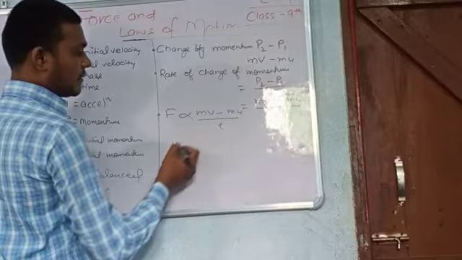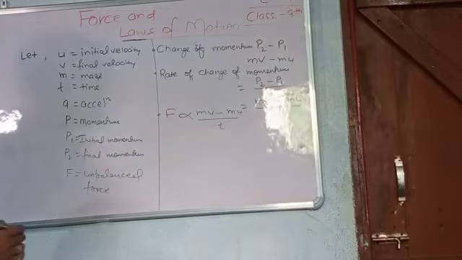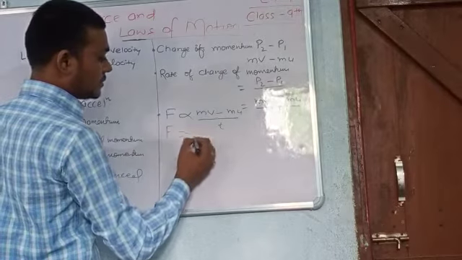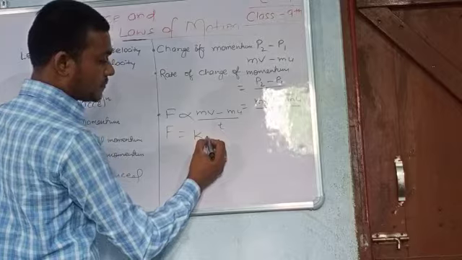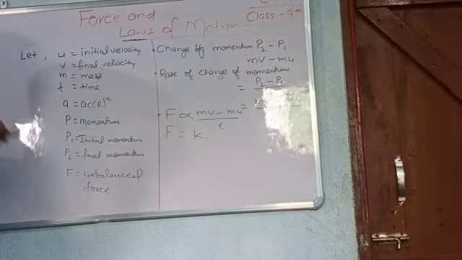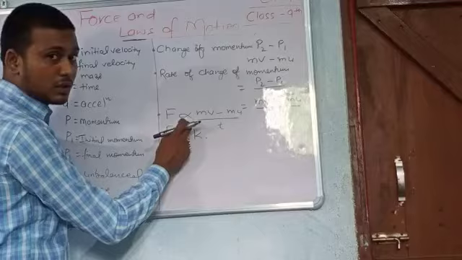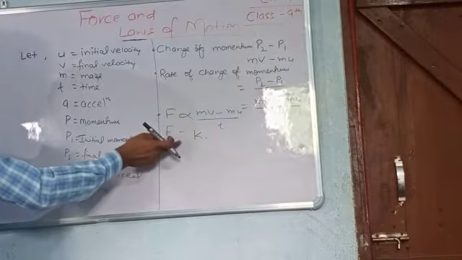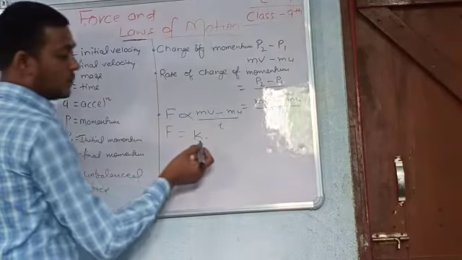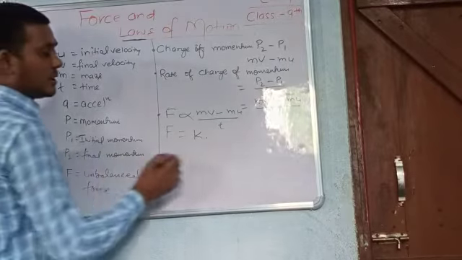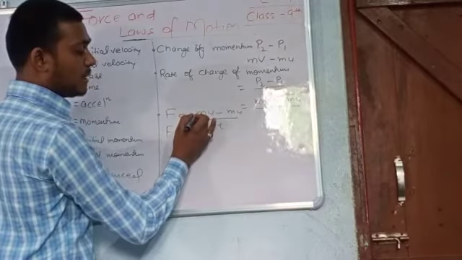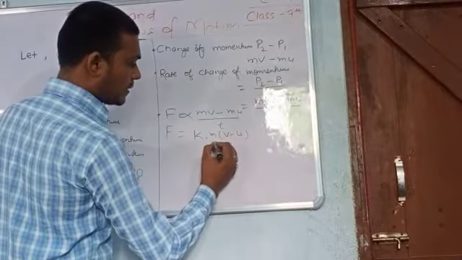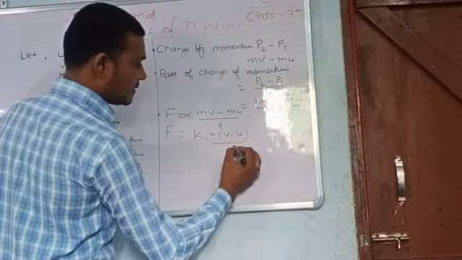If we remove this proportionality sign and place an equals sign, then we need to put a proportionality constant. Just remember, if we remove the proportionality, we need to take a proportionality constant. So we place k as the proportionality constant. Now in this term m is common, so we take m common: m times v minus u, upon t.